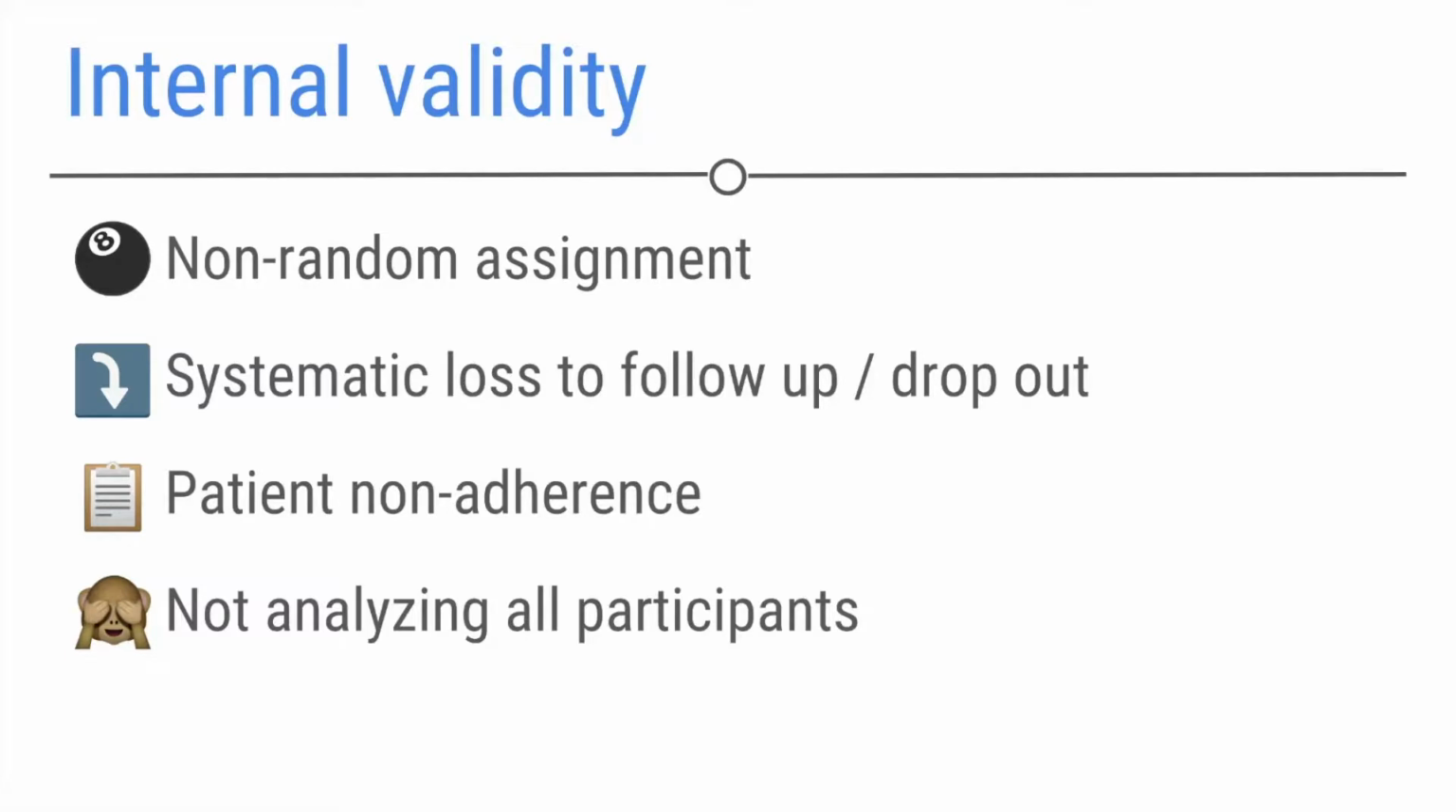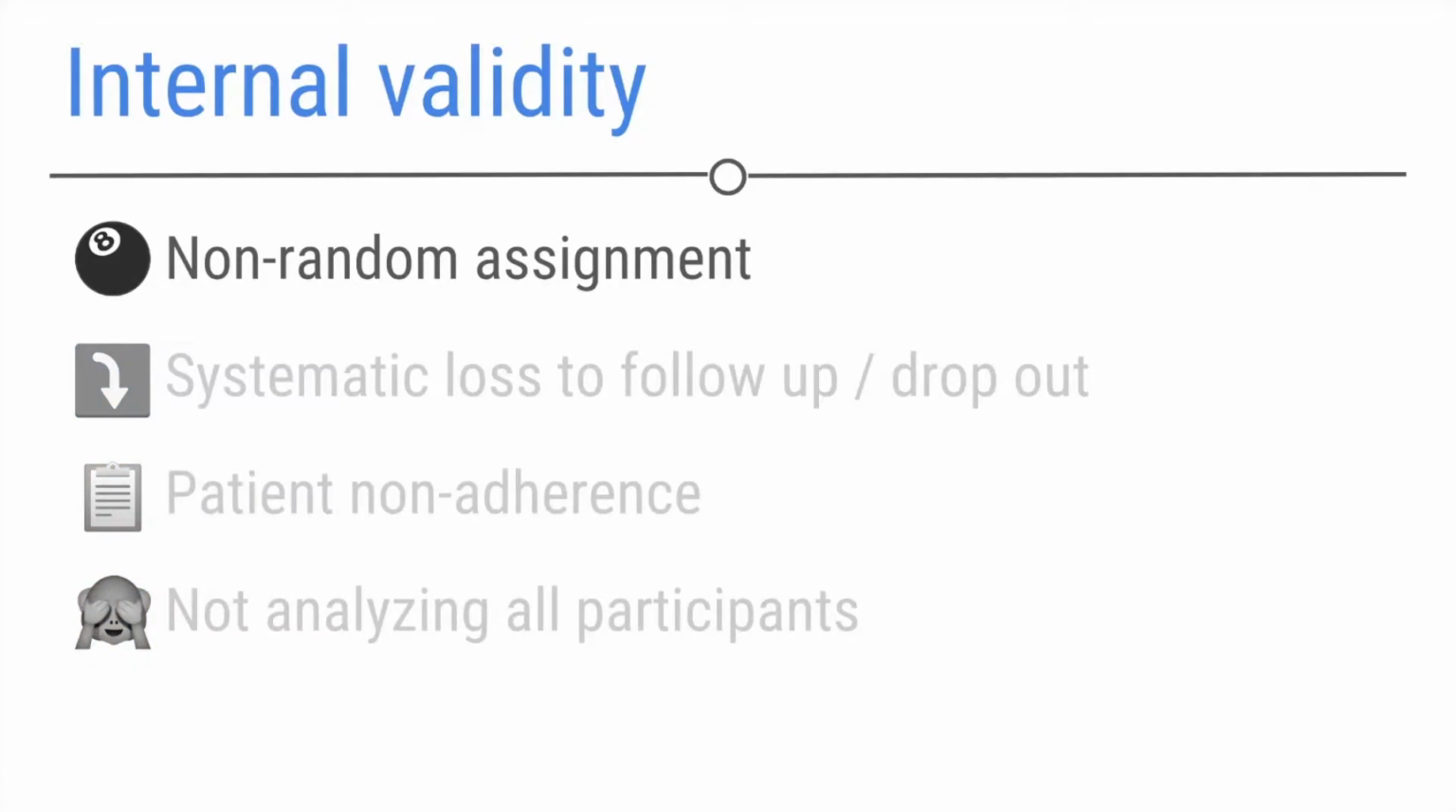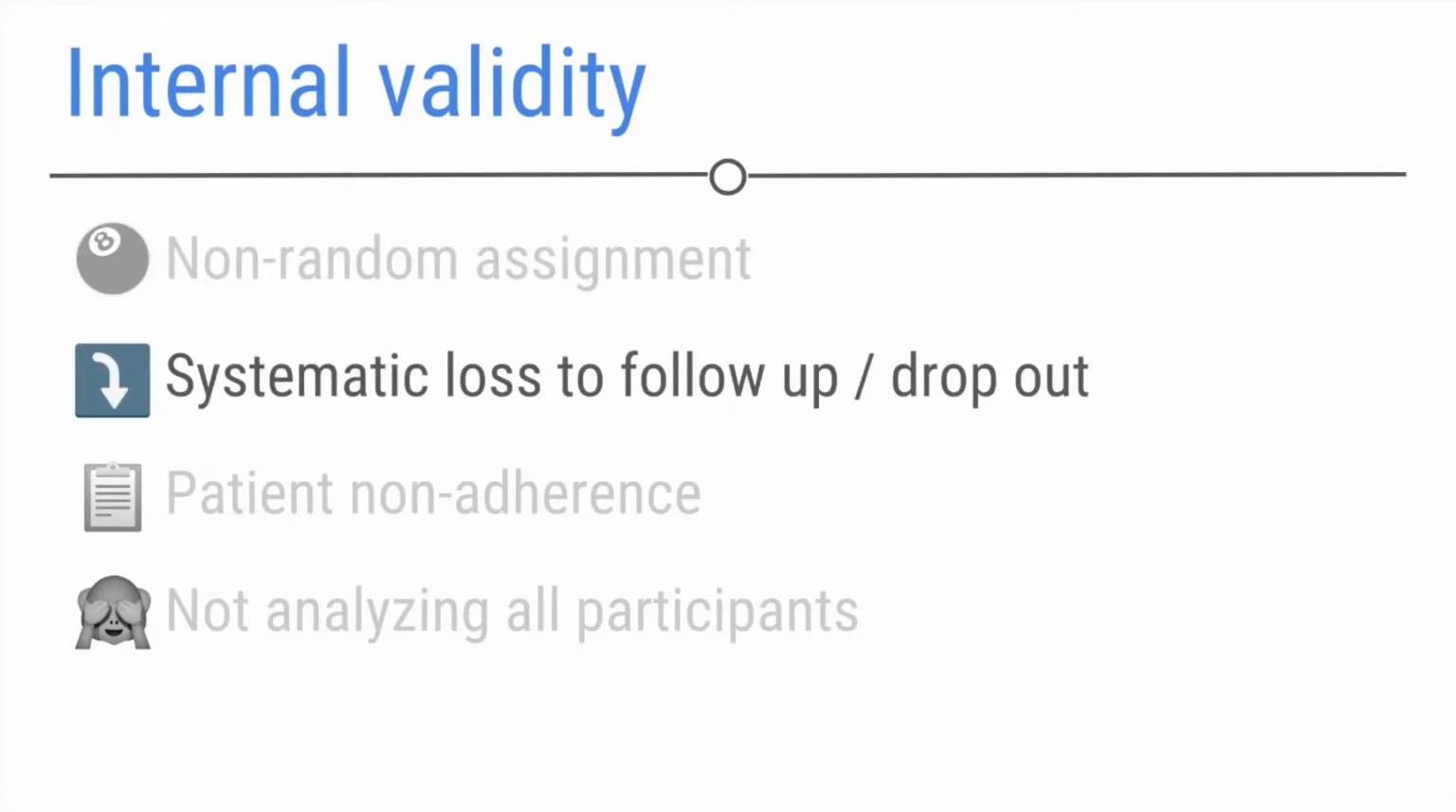Some issues that a flowchart can reveal are non-random treatment assignment, systematic loss to follow-up or dropout, patient non-adherence, and not analyzing all participants. Non-random treatment assignment subjects a study to the potential for confounding. Recall from the data collection section that confounding occurs when the relationship between two variables is distorted by a third variable. Systematic loss to follow-up describes the occasion where participants drop out of a study in a systematic way, changing the results of the study.